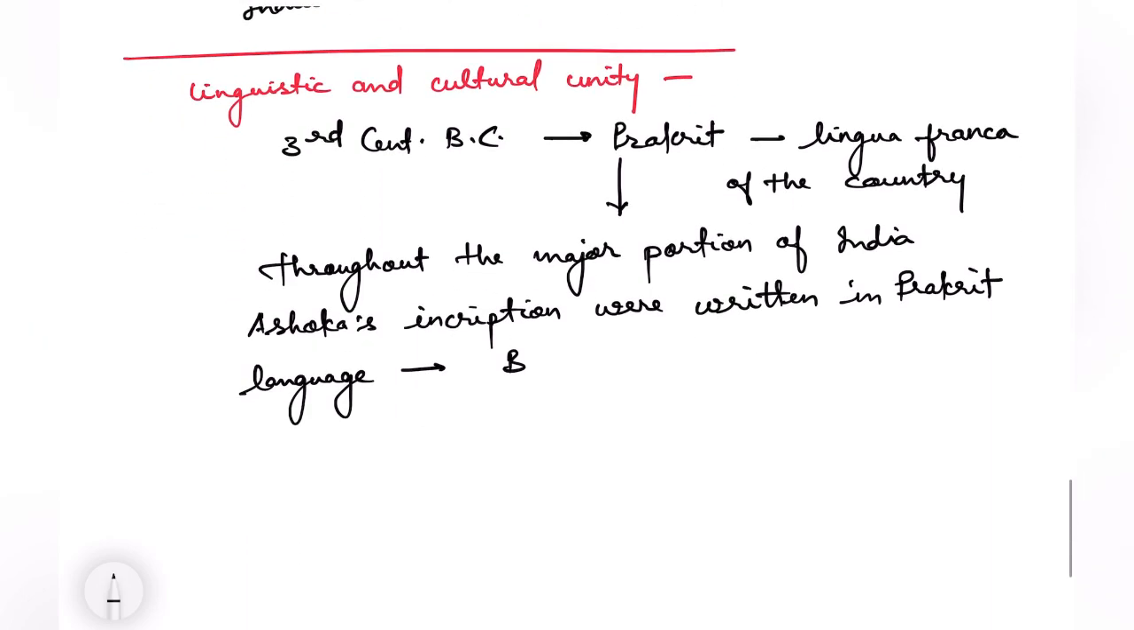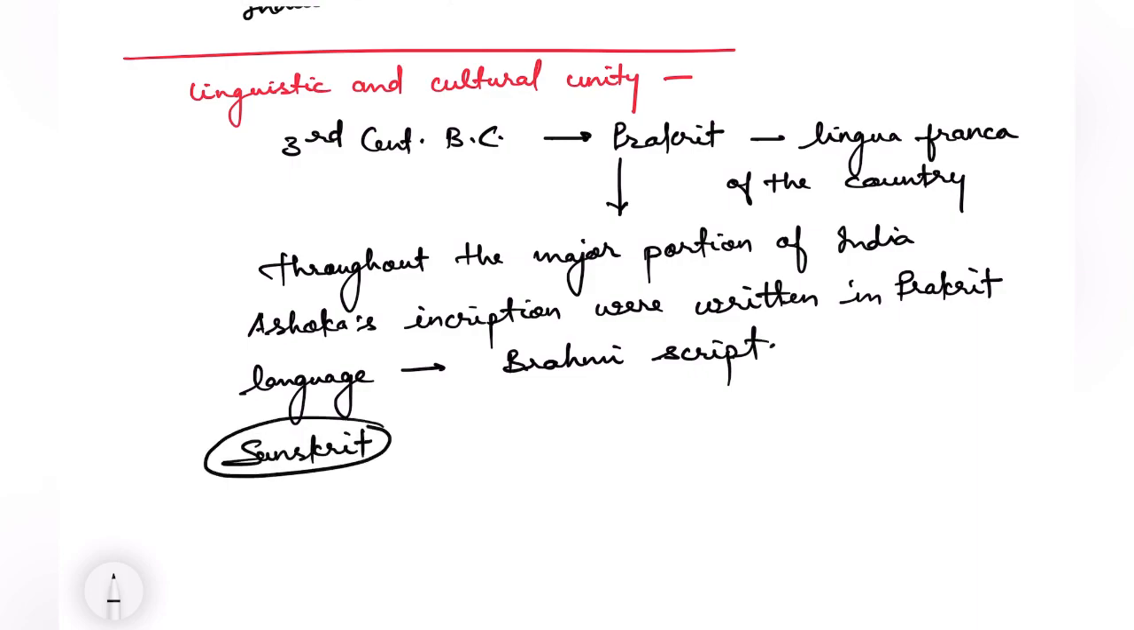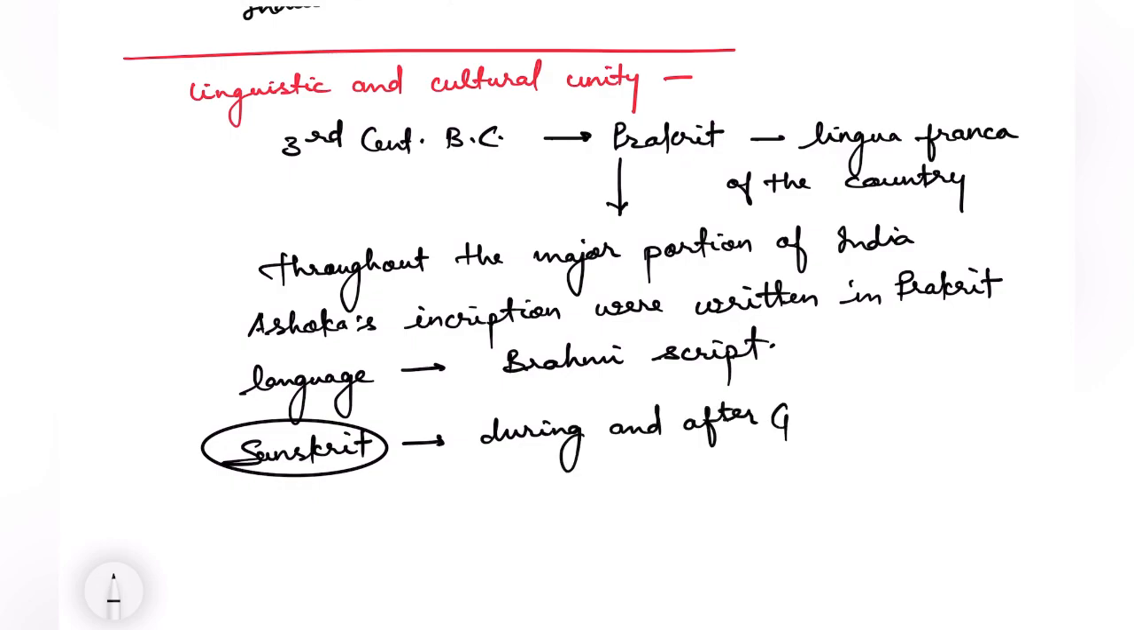So we have to remember about the Prakrit language and Brahmi script of the Ashoka period, and similar linguistic unity was attained, Sanskrit attained the similar status of lingua franca during the Gupta period.